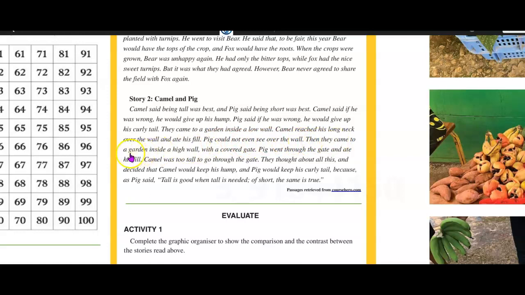Then they came to a garden inside a high wall with a covered gate. Pig went through the gate and ate his fill. Camel was too tall to go through the gate. They thought about all this and declared that Camel would keep his hump and Pig would keep his curly tail because, as Pig said, tall is good when tall is needed. Of short, the same is true.